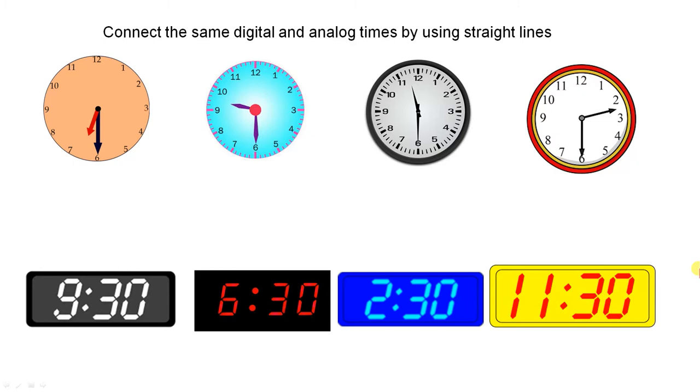Connect the same digital and analog times by using straight lines. So have a look at the times here and have a look at those times there, and connect the digital and analog times that are the same by using straight lines. So I'll give you a little while to look at that and then we'll go to the answers.